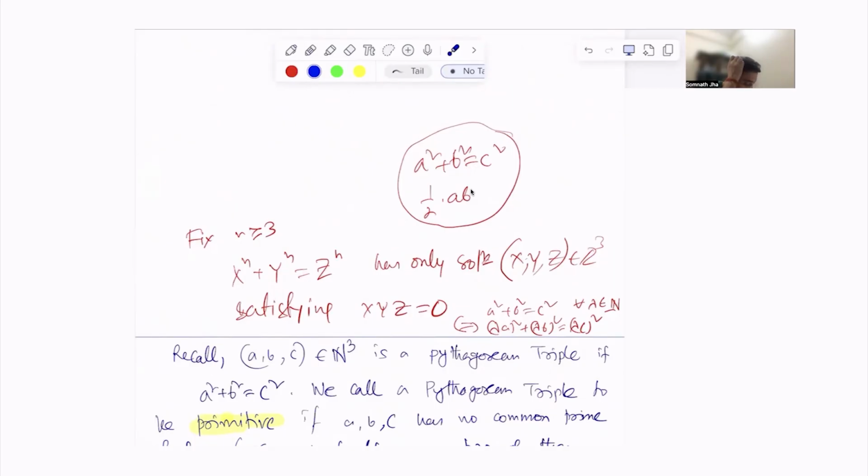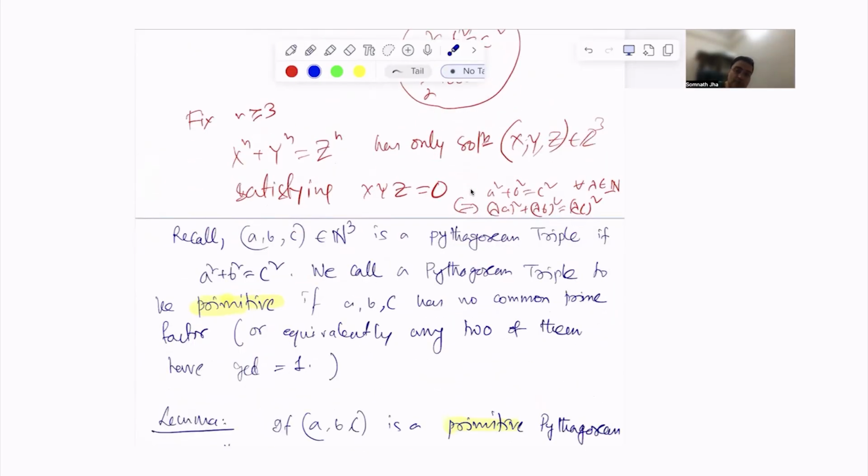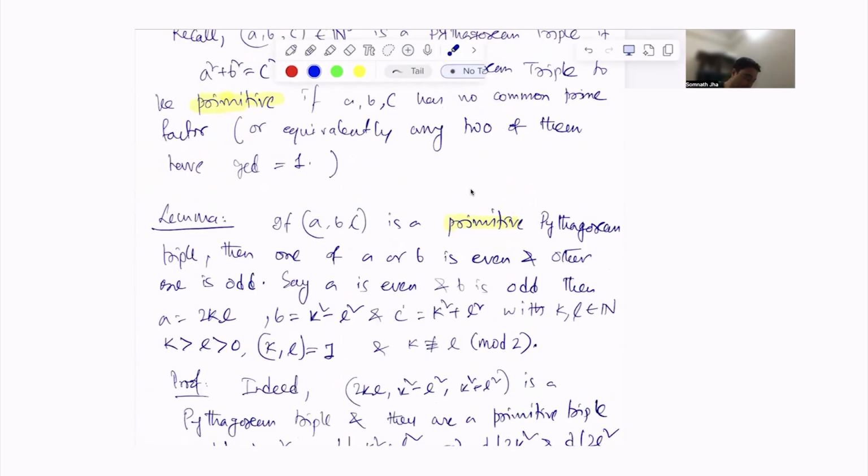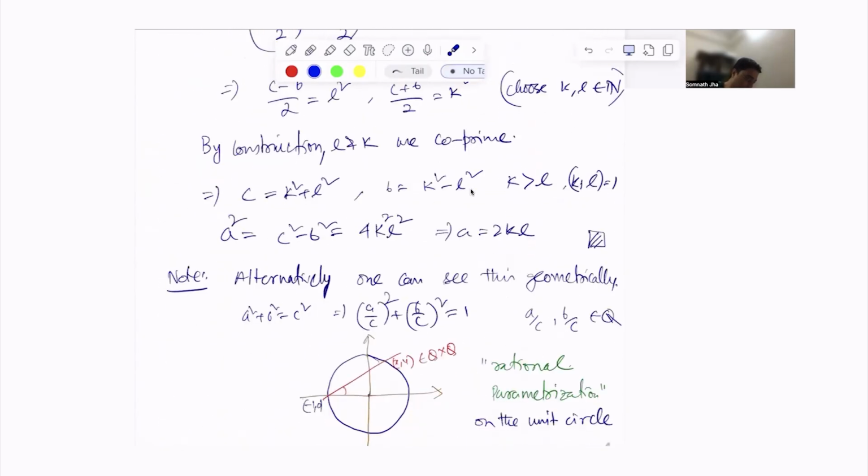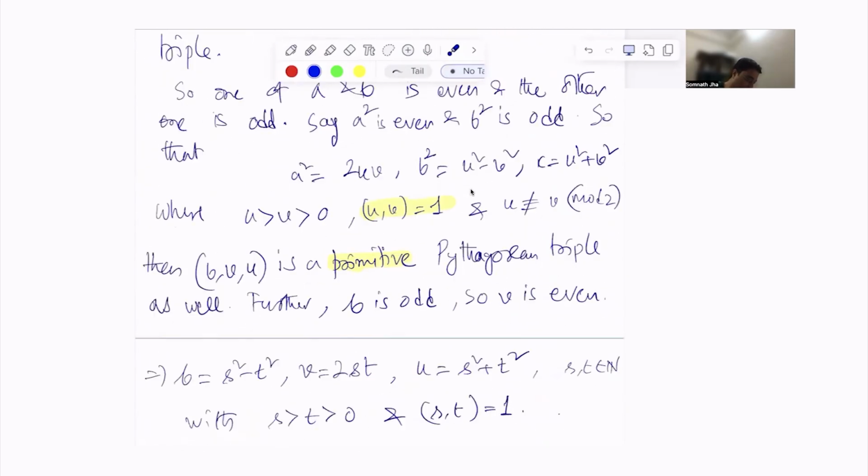So before we move on, we did some exercises. I want to do some errata here.